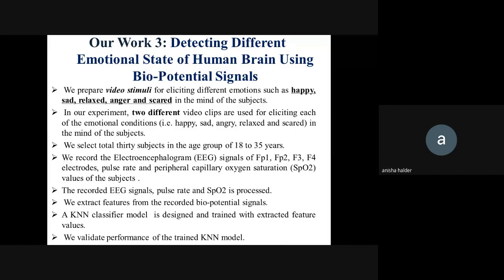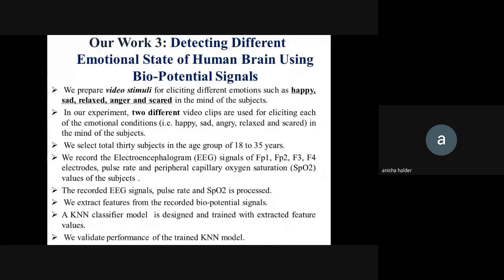Detecting human emotional state. Different emotional states of the human brain using biopotential signals. Here also the experimental environment has been made to build some emotions, or to stimulate some emotion in the human mind, right? So what is the easy way to stimulate some emotion? What is the easiest way to grow some emotion in humans?